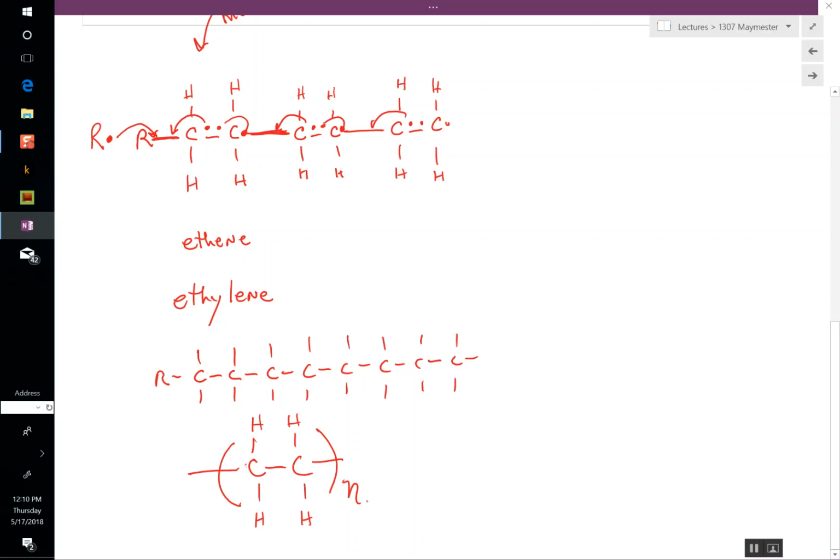That's polyethylene. What does N equal? It depends. N can be 100, it can be 1,000, it can be 10,000. And this is now many ethylenes. Polyethylene. And that's Ziploc baggies. That's how you make Ziploc baggies, right there.